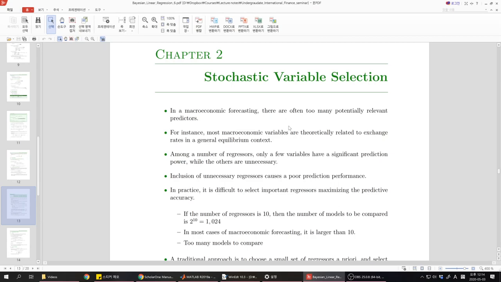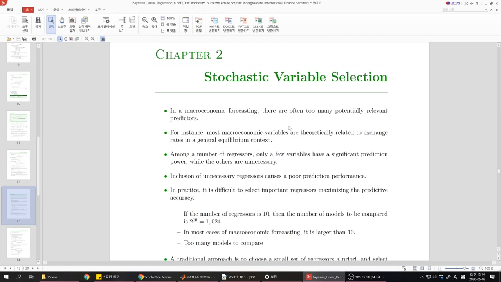And then what kind of macroeconomic variables are supposed to affect the exchange rate? Actually, most macroeconomic variables will affect the exchange rate theoretically or intuitively, right? So whatever it is, the real activities, inflation rates, interest rates, stock prices, whatever they are. Actually, most macroeconomic variables are very highly related to the exchange rate, right? But this is just intuition or the theory.